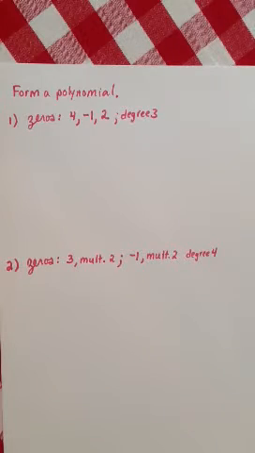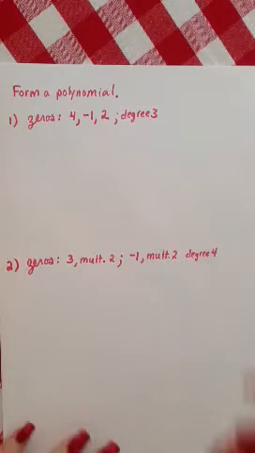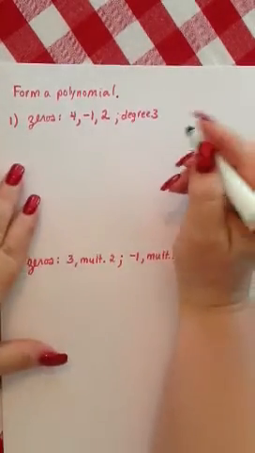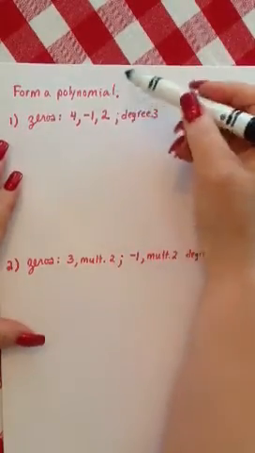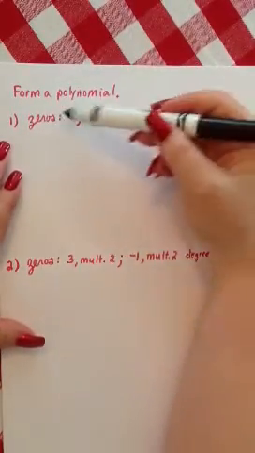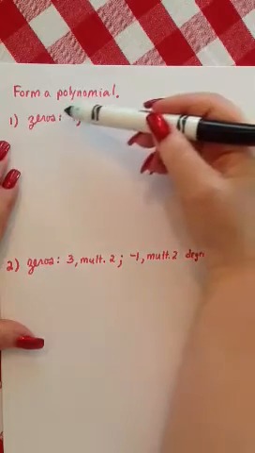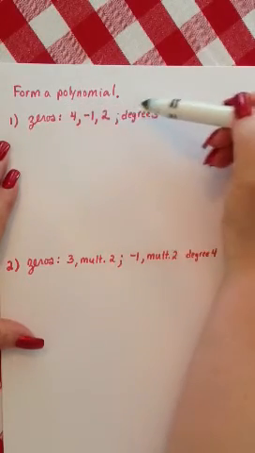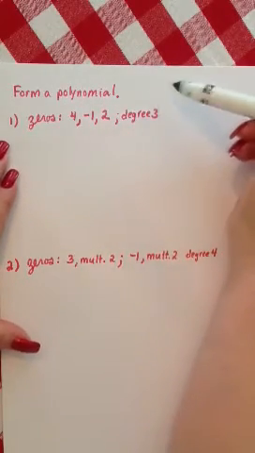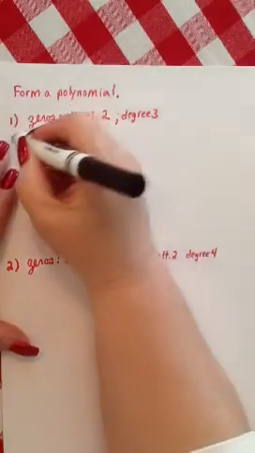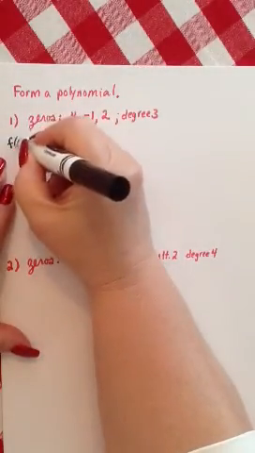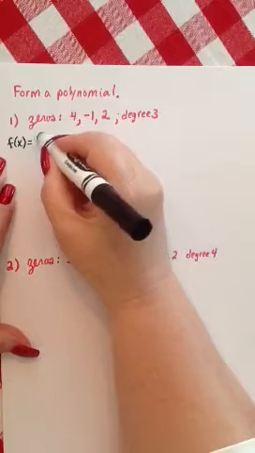All right, these problems here are not difficult. They're just a little bit cumbersome in algebra, but they're real simple to do. They said form a polynomial if they give you the zeros and the degree. So they told me my zeros are 4, -1, and 2, and it has degree 3, which makes sense. 3 zeros, degree 3. So this would be f of x is equal to x minus 4.